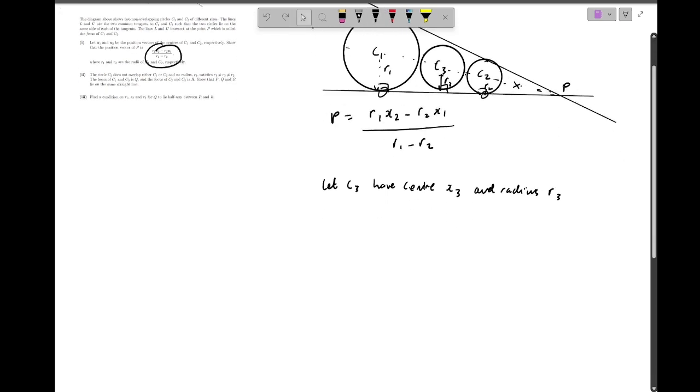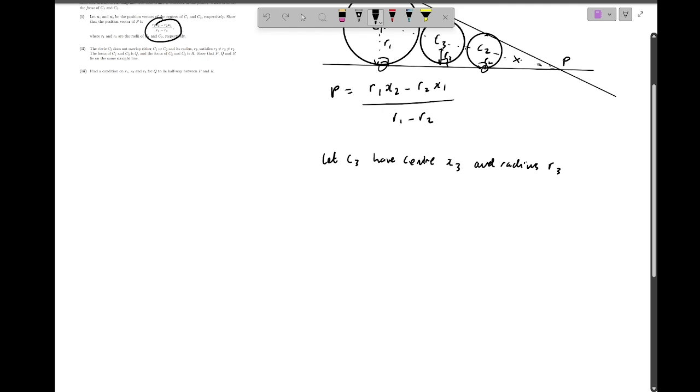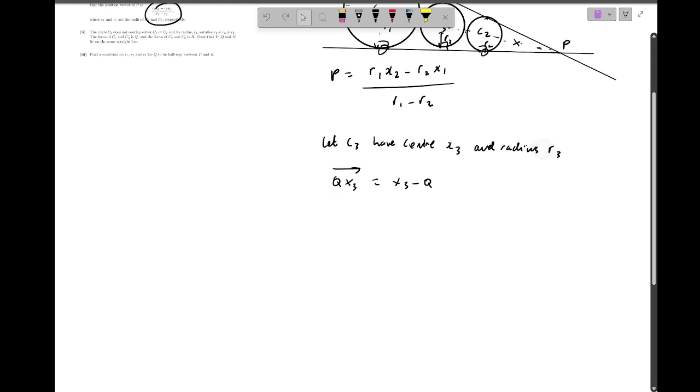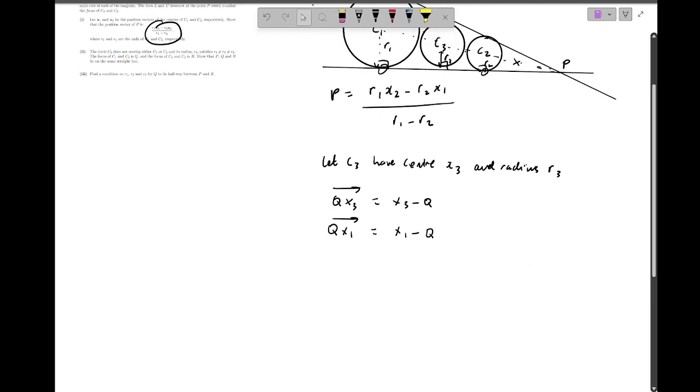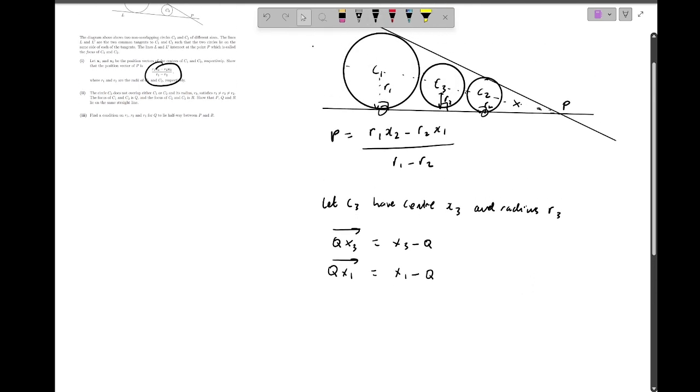So the hypotenuse of the triangle of C3 will end up just being the vector from Q to x3. So it will just be Qx3, which is x3 minus q. And for the hypotenuse of the triangle with circle 1, it will be Qx1, which is equal to x1 minus q. Okay, I think the common trend here is that the hypotenuses are just the direction vectors between the foci and the center of that circle. That's like the main thing.